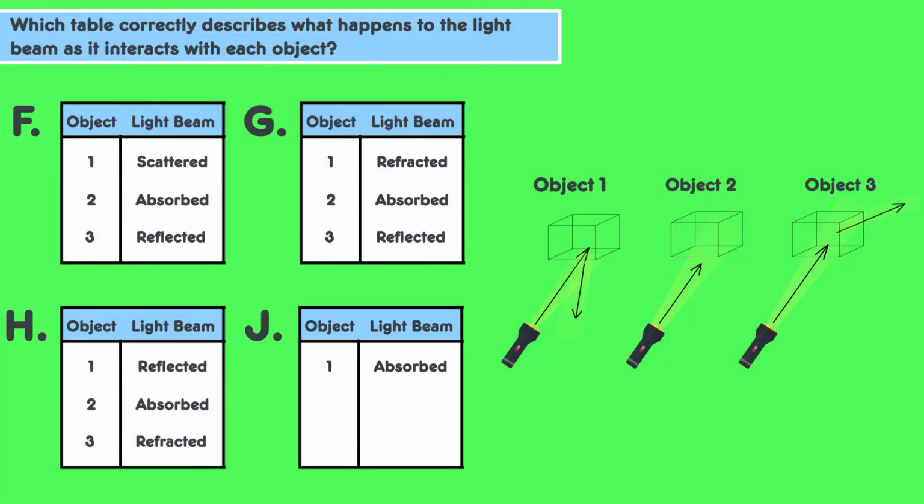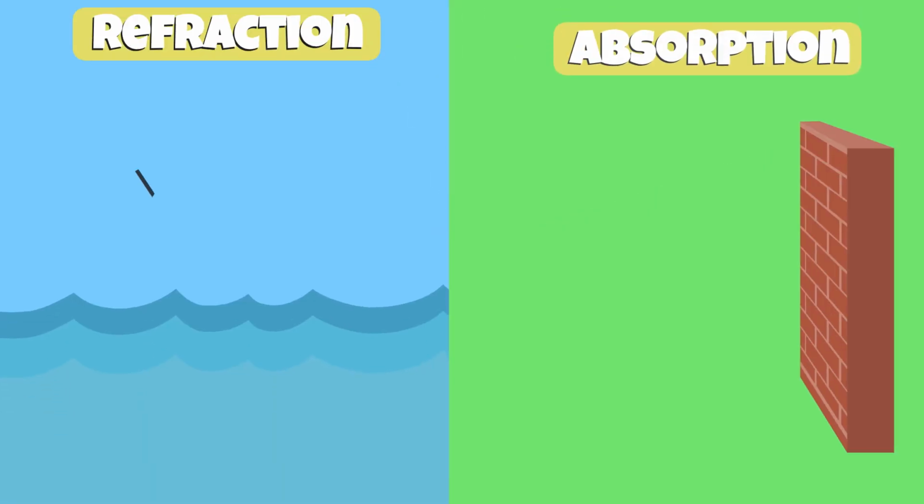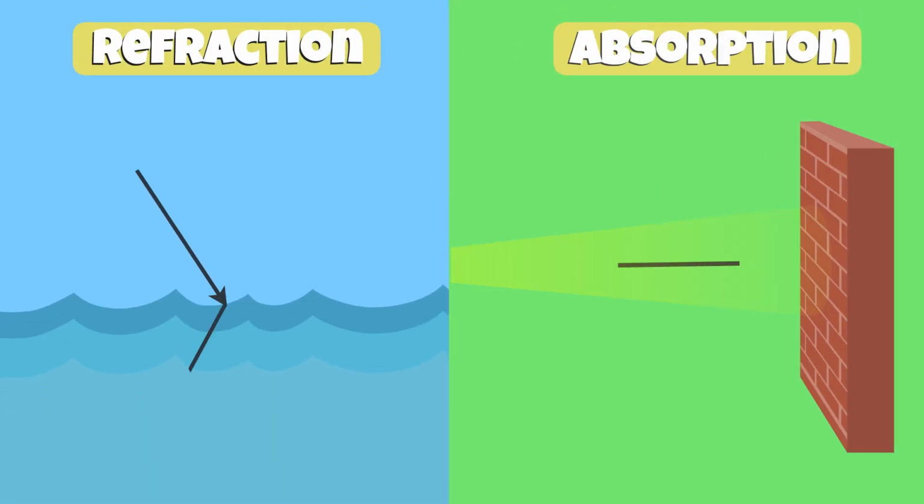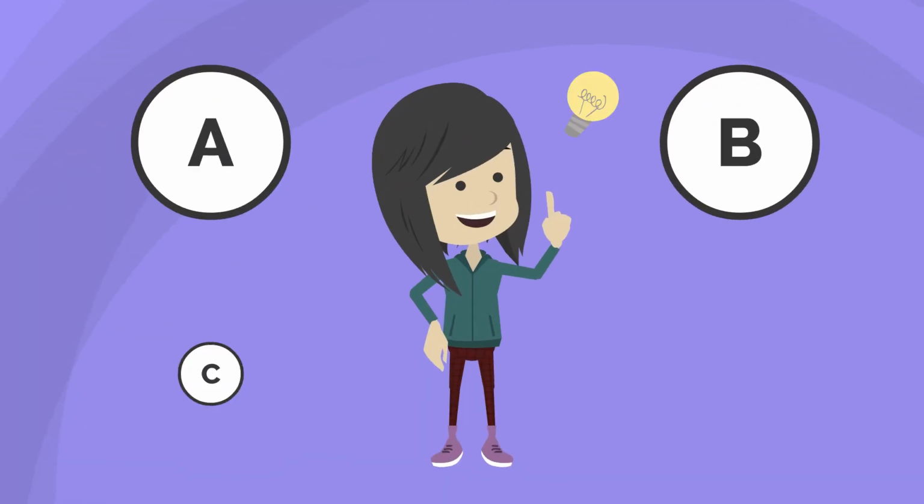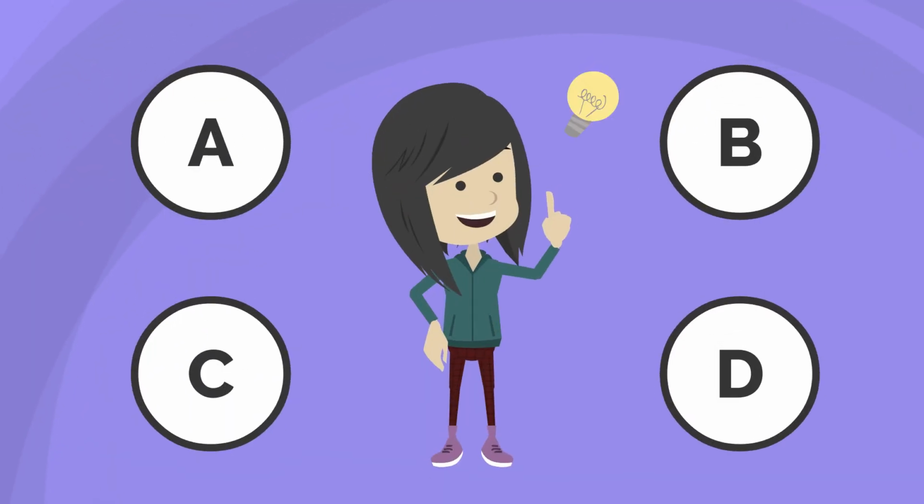J. Object 1, absorbed. Object 2, refracted. Object 3, scattered. Here's a quick tip. Think about the possibility of light being absorbed by certain objects and refracted by others. Does this make sense for all objects? Choose your answers and proceed to part B.